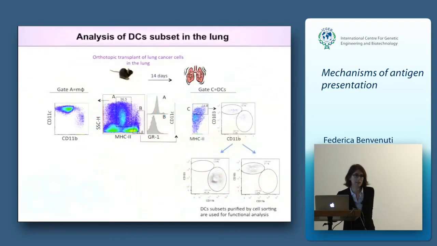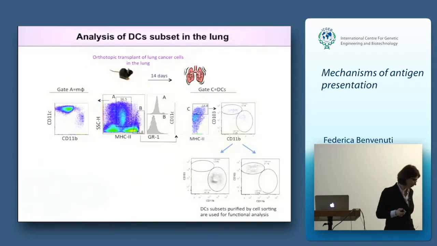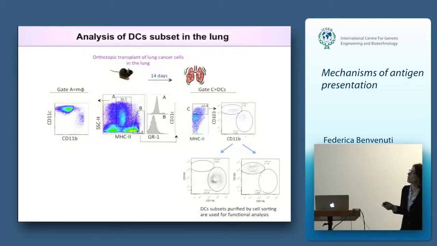So far, we have just studied the model. Basically, we have some initial observations, but I'm just presenting the model to show what we are up to. So we use, for now, animal models. We transplant lung cancer cells orthotopically in the lung of the mouse. We wait 14 days, then we harvest the tissues, and we have developed a very accurate strategy to identify different dendritic cell subsets in lung tissues, which is depicted here.